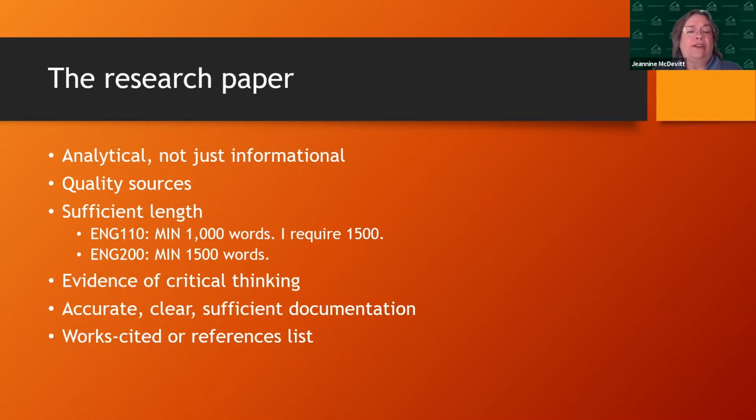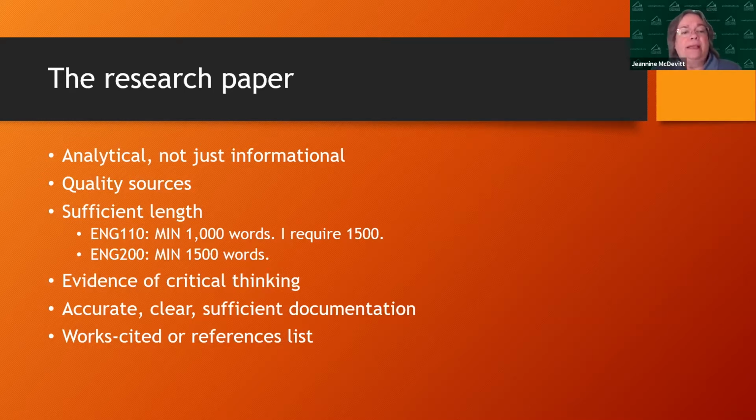The length of the research paper, I actually require about 1,500 words in both English 110 and English 200. Now, I don't normally think about it in terms of words, but basically I ask students for a minimum of 5 full pages in 12-point Times New Roman with a 1-inch margin, which is roughly 1,500 words.